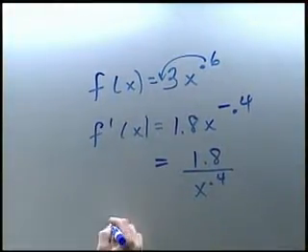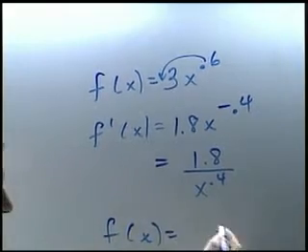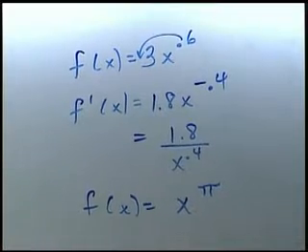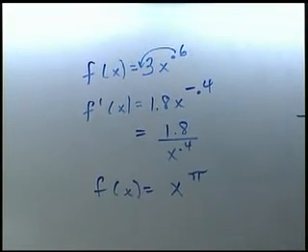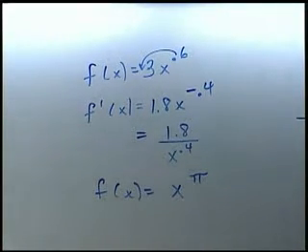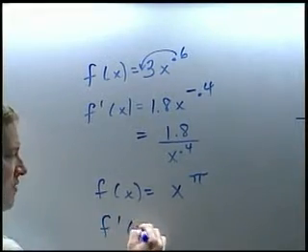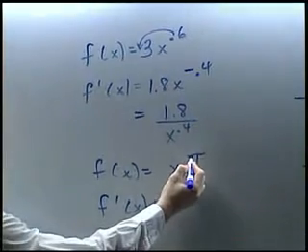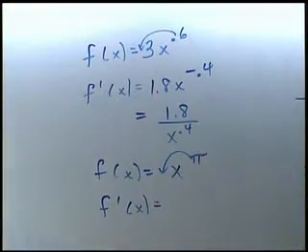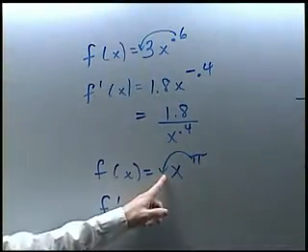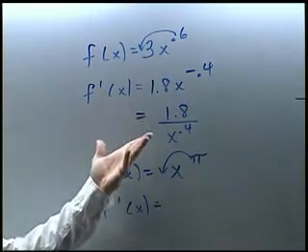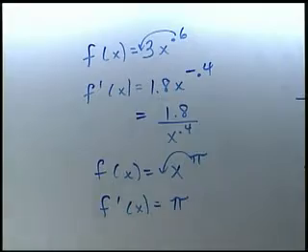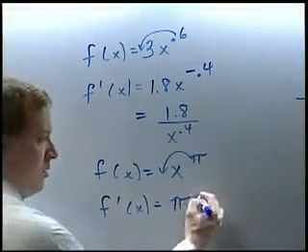Okay? What if we have an example like this? X raised to the pi. Even if we have irrational numbers, we still can follow the same process. What's the derivative function for this? What happens with this number? Comes out front, doesn't it? Okay? I multiply it times whatever's out here. In this case, there's just a 1. Okay, so pi times 1 is pi. And then what do I need to do with this power?